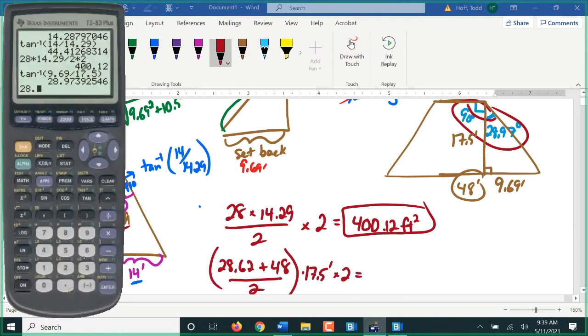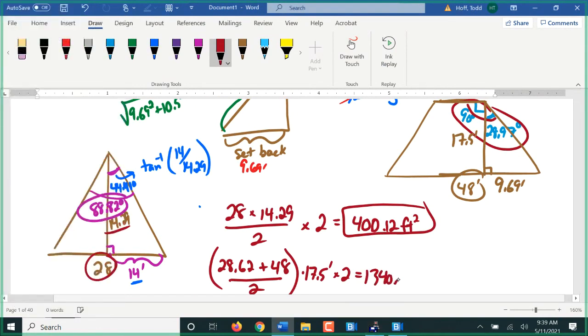So 28.62 plus 48. Make sure you hit equals before you divide by 2 there. The average length is 38.31, times that height of 17.5, and then times 2 because of the other side. We get 1340.85 square feet.